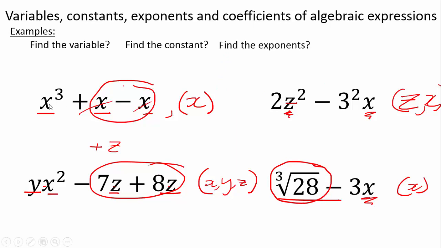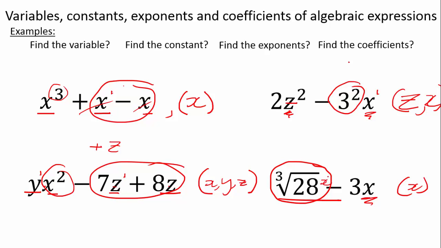Find the exponents. X to the power of 3 is an exponent. X to the power of 1 is an exponent. Z to the power of 2 is an exponent. X is to the power of 1. This is not an exponent. This is simply a coefficient, because even though it's 3 squared, we can simplify that to 9. As you know, 3 squared is 9. Again, there's an exponent. Remember, y is to the power of 1. Z is to the power of 1. Here, we could have x to the power of 0. Still an exponent, but we don't write it.